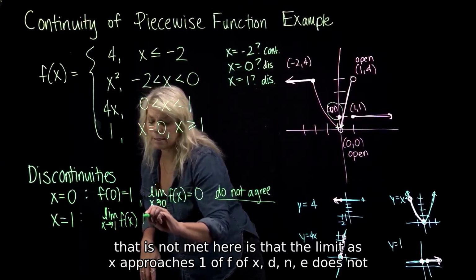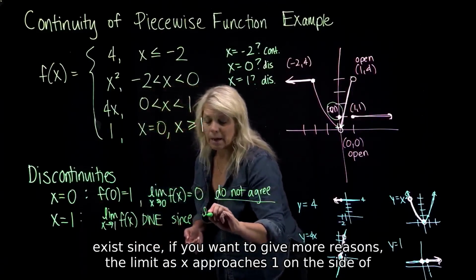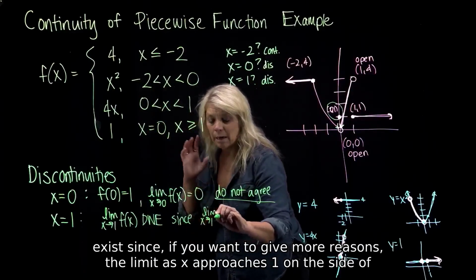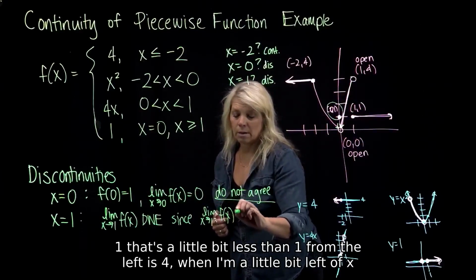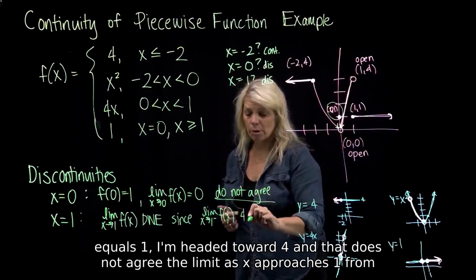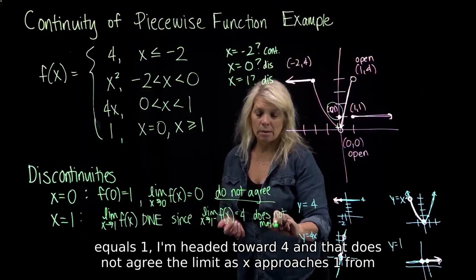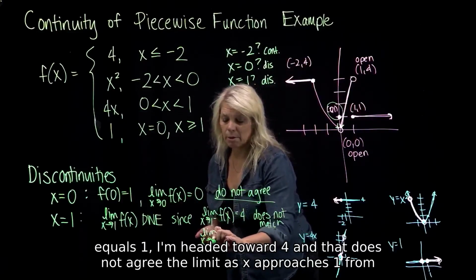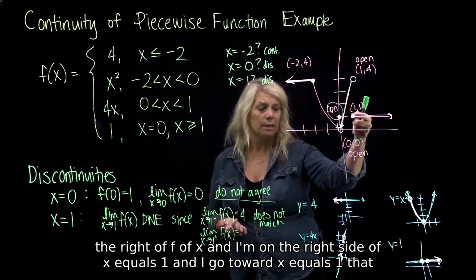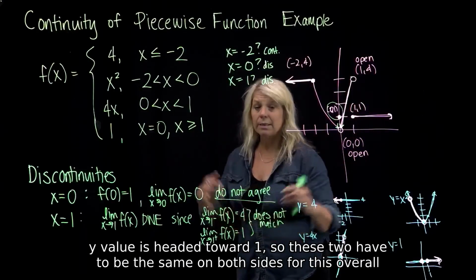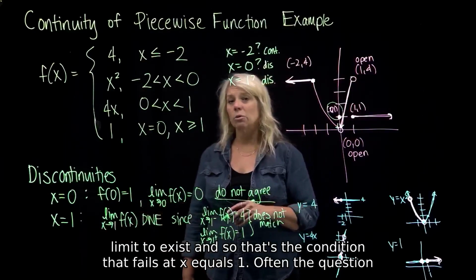And so the condition that is not met here is that the limit as x approaches 1 of f of x does not exist. If you want to give more reasons, the limit as x approaches 1 from the left, on the side of 1 that's a little bit less than 1, is 4. When I'm a little bit left of x equals 1, I'm headed toward 4, and that does not match the limit as x approaches 1 from the right of f of x. When I'm on the right side of x equals 1 and I go toward x equals 1, the y value is headed toward 1. So these two have to be the same on both sides for this overall limit to exist. And so that's the condition that fails at x equals 1.